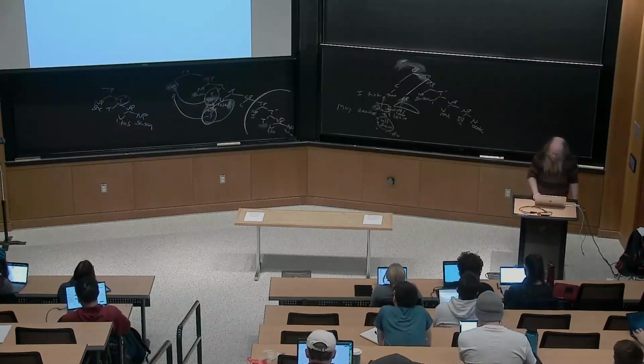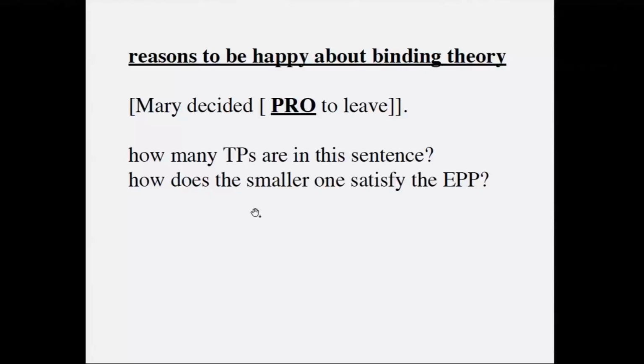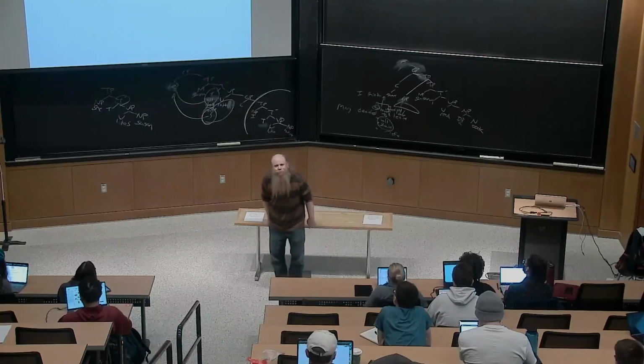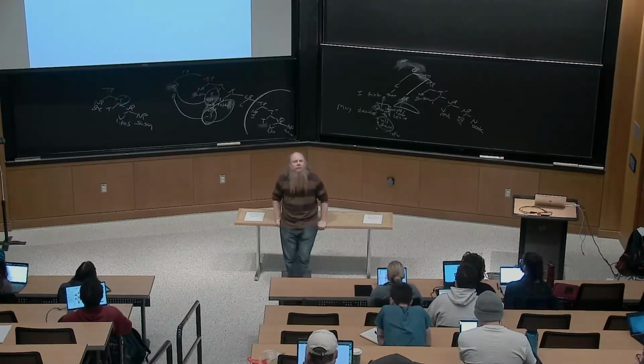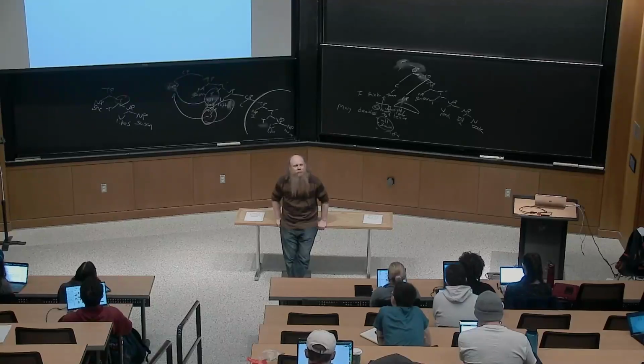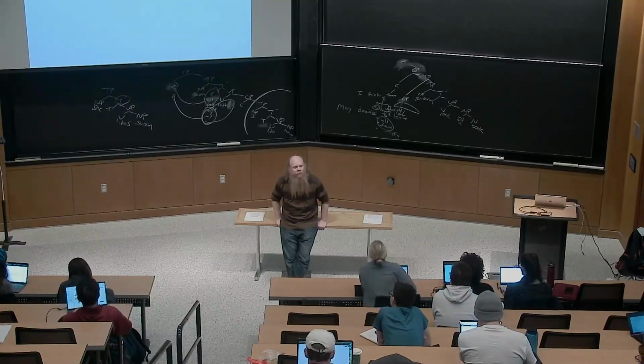Now, there's a classic answer to this question, which says, English is a language with many pronouns, and one of them is invisible. And the invisible one is the subject of "leave." It's the thing that's satisfying the EPP here. So it isn't that TP doesn't have a specifier in "to leave." That TP does have a specifier. It's just an invisible specifier.